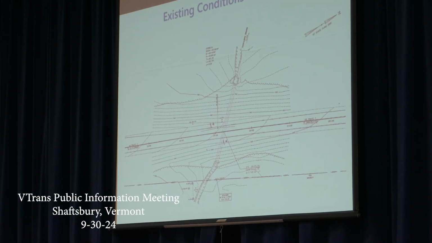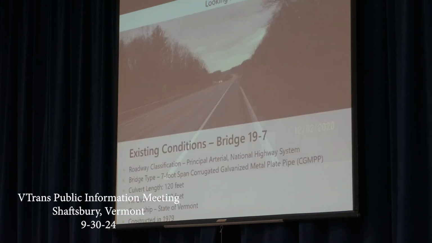So I know this is tough to see, but this represents existing conditions of Bridge 19.5. Route 7 runs left to right on the page. The existing culvert runs bottom to top of the page. As you can see, it's about 162 feet long and is somewhat skewed in terms of its relation to the Route 7 roadway.